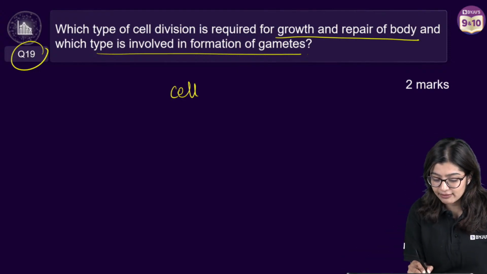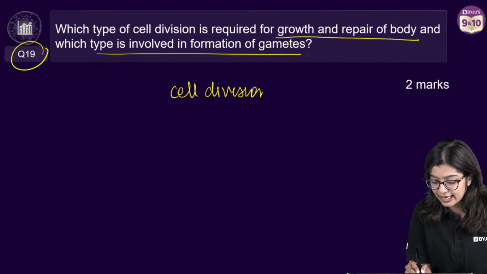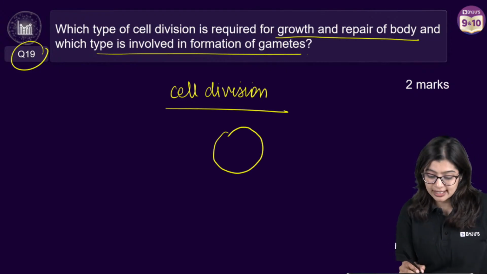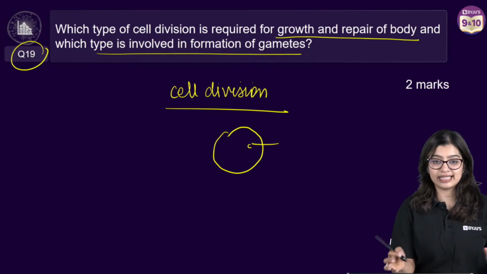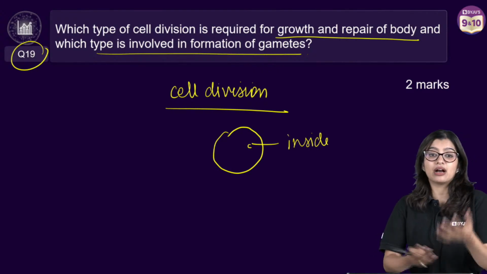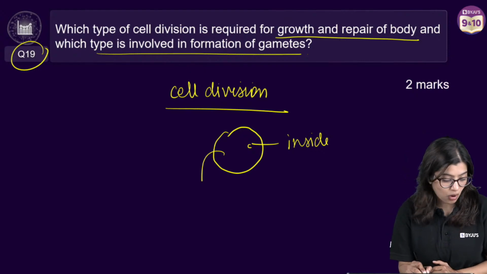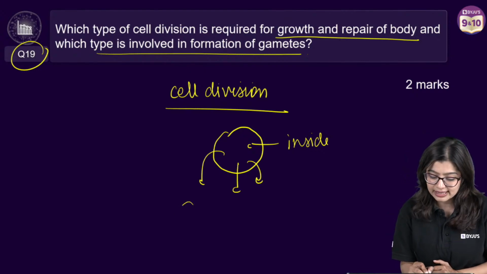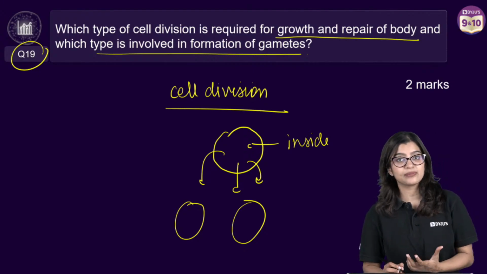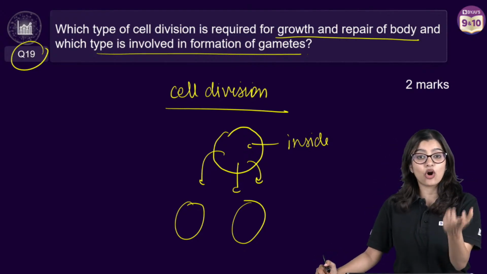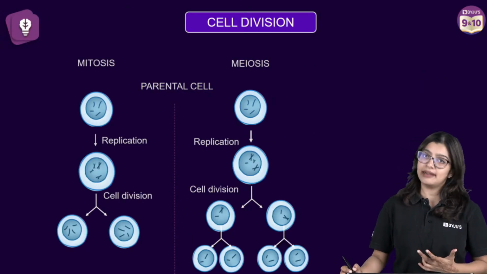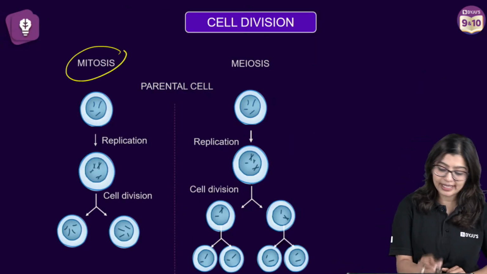Now what is cell division? Cell division is a process where, if we have a parent cell, whatever is present inside the cell will make a copy of itself, and it will give rise to new cells, or we say the cell will divide in order to give rise to a daughter cell. Now what contributes to growth and development? We see that it is mitosis.